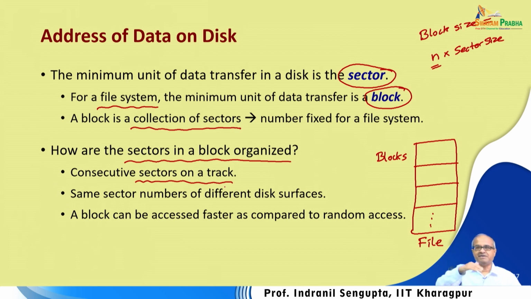Or if you have platters, you think of the concept of a cylinder, all your read write heads are on top of the same track, same sector. So, that set of sectors, if you call it a block, then all of them can be read in parallel, they can be written in parallel. So, same sector numbers on the different disk surfaces. If you do something like this, then access of a block will be much faster as compared to accessing the individual sectors of a block, just assuming they are stored randomly, in any random locations. Okay. This is how you can speed up the access.